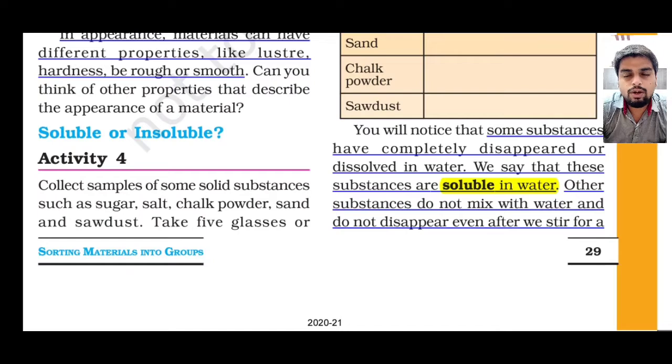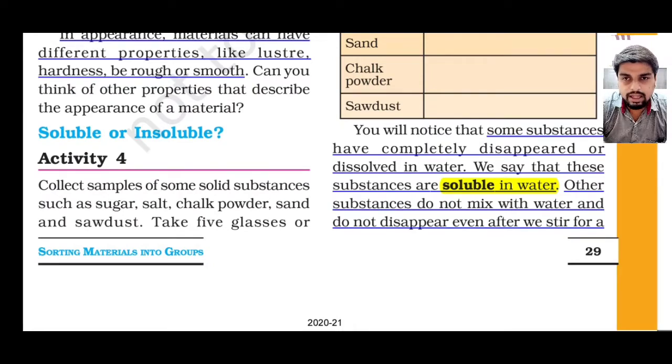Before starting part 2, I would like to quickly revise what we have studied in part 1. We started with the grouping or arrangement of objects based on their materials, shapes, and colors. After that, we saw how to arrange or sort a material or object based on their property, in which we studied the first two properties.